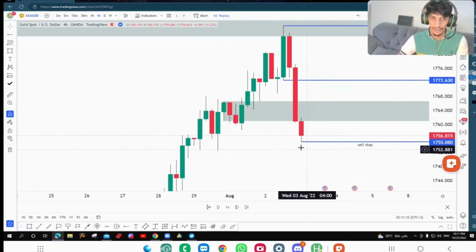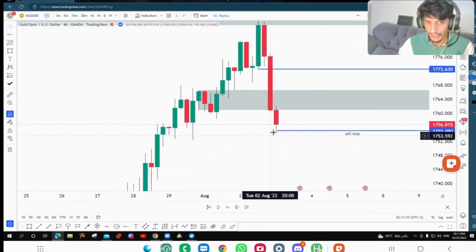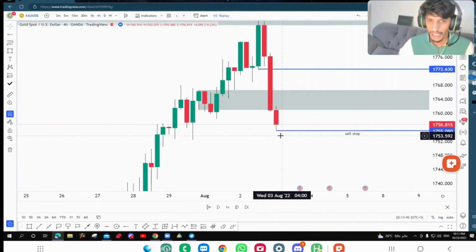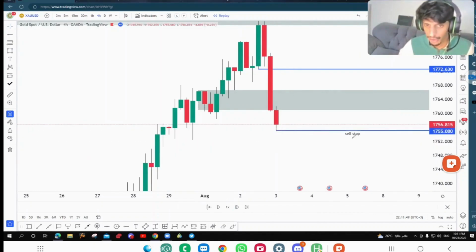Okay, so I am expecting that if this low gets taken, there is a high possibility we will move down. But I will not put a sell stop until now. I want to see something in here. I want to see a retest.